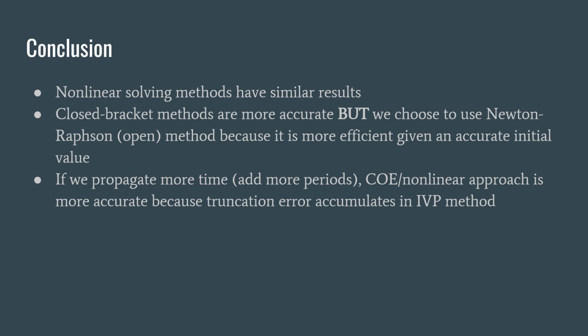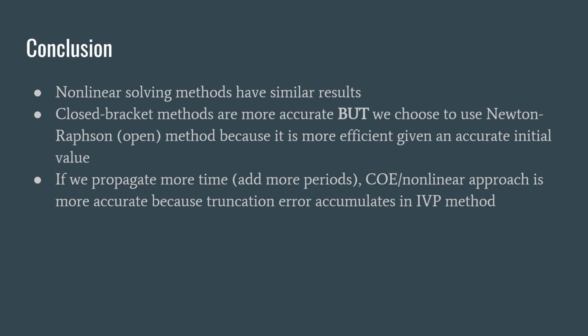To conclude, let's summarize what we learned. Through these graphical representations and outputs, we noticed that firstly, all nonlinear solving methods have similar results with a duration of 1 period. Closed bracket methods, namely bisection and regula falsi methods, are quite accurate and always converge to the solution, but require lots of computational space and time to execute. Therefore, we chose to compare the IVP method to the open, nonlinear root finding method, specifically Newton-Raphson. For 1 period, the two methods are practically identical, which proves our methodology to work as we wanted it to.